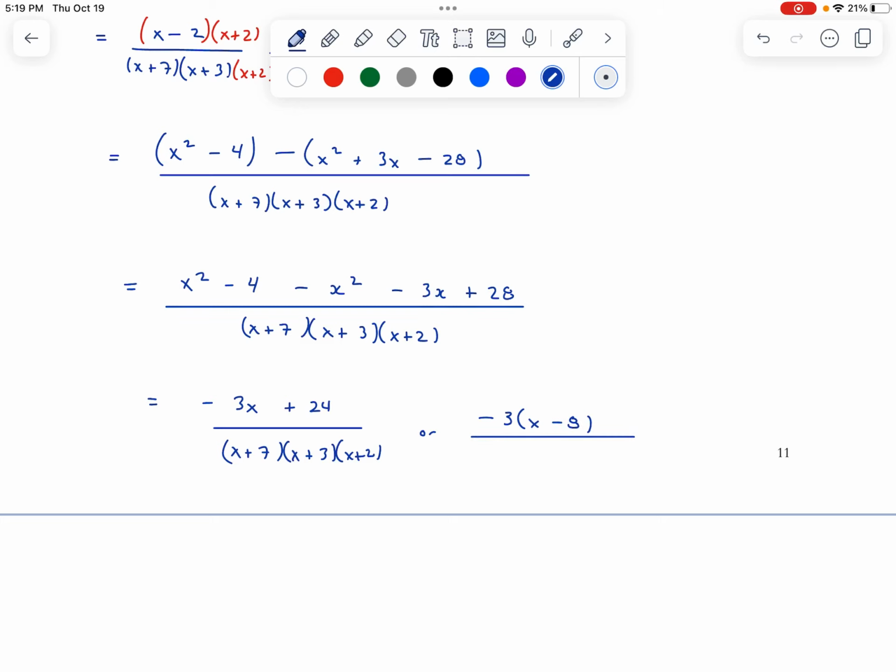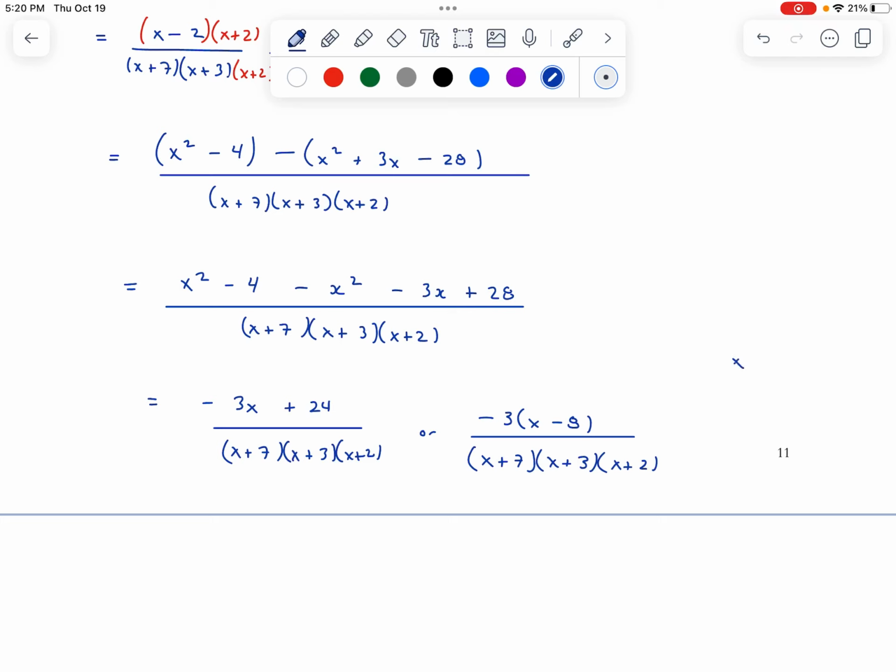Why am I doing that? Well, partly because I like to be fancy, but also partly because I want to see if that x minus 8 will cancel anything on the bottom. If there was an x minus 8 on the bottom and I didn't cancel it, I would be wrong because I wasn't finished. Turned out nothing cancels here.